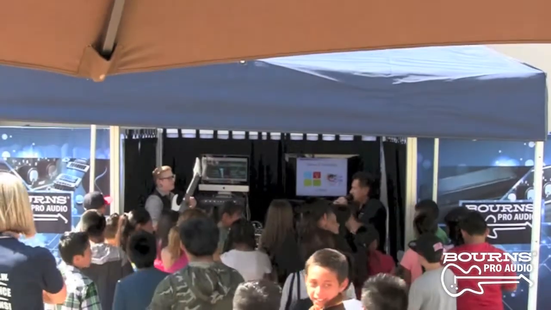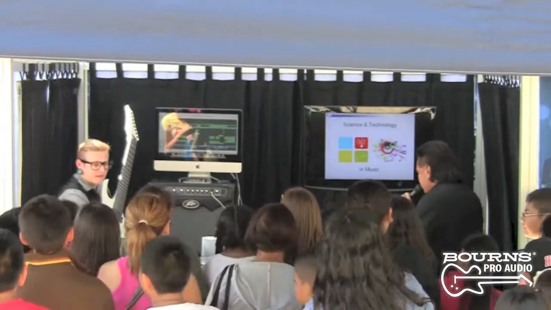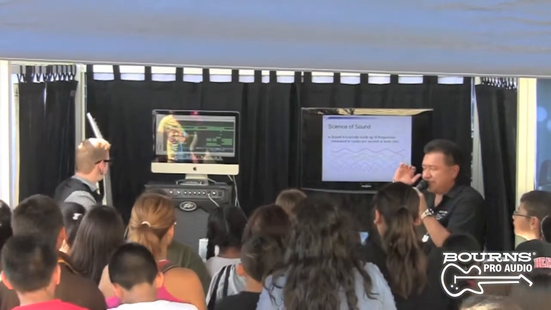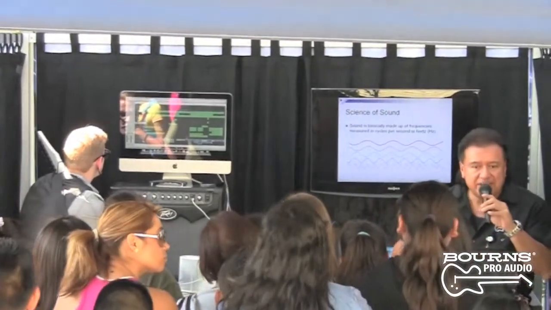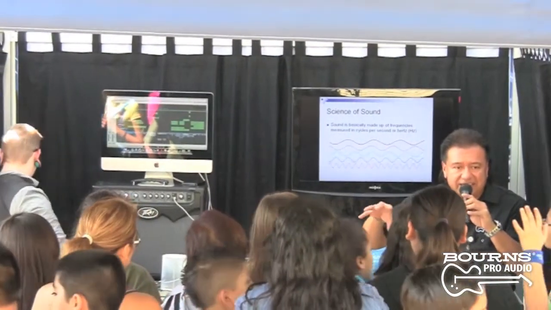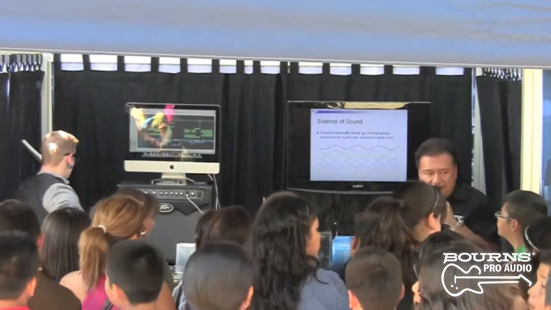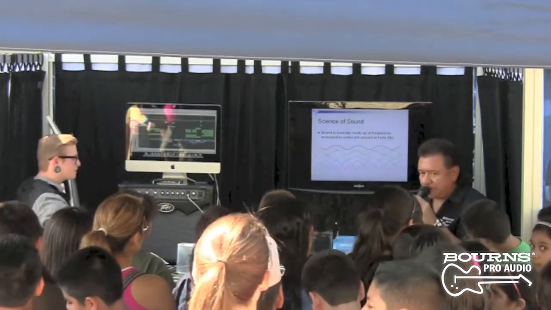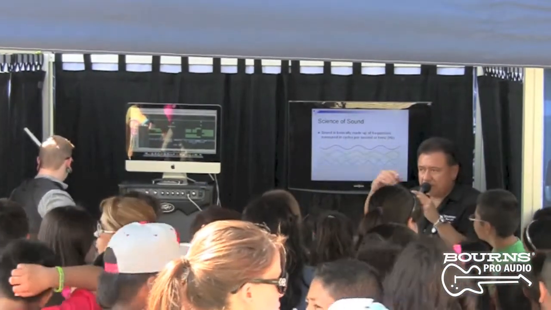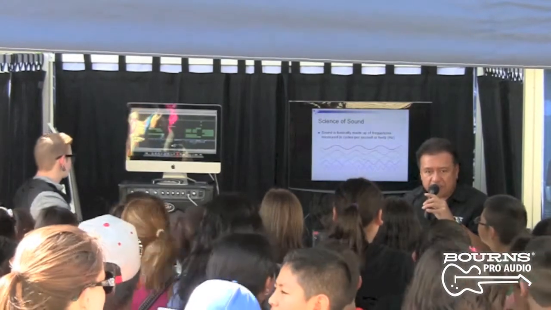Okay, so we're going to talk a little bit about sound, science, and technology. When you hear a sound, it's usually some type of wave, a sound wave, right? Do you know anything about sound waves and science and that kind of stuff? The red wave here is the low frequency, and the purple here is a high frequency, okay? So when you hear a sound, you'll be able to identify what kind of sound wave it is, okay?